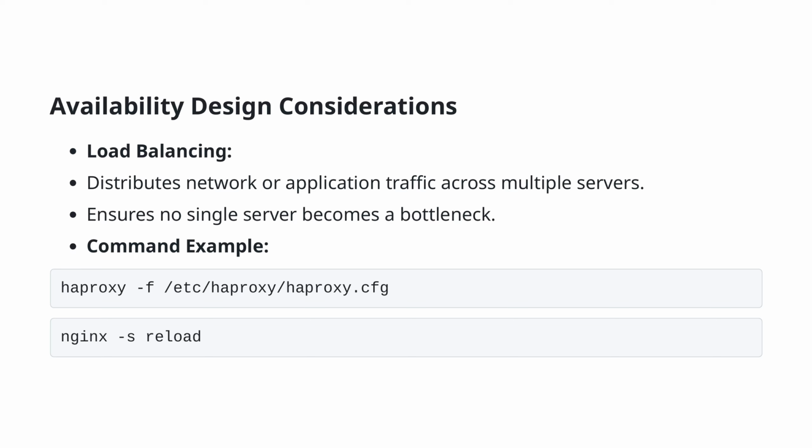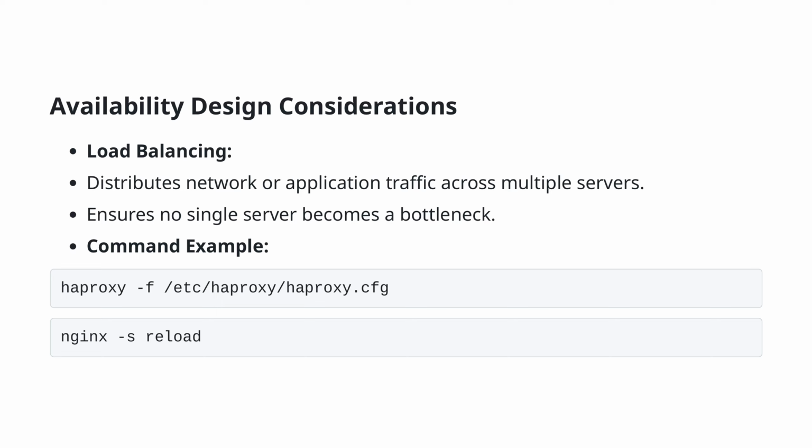On this slide, we'll focus on availability design considerations, which are crucial to ensuring our system remains operational and accessible under varying conditions. Load balancing is a fundamental technique used to achieve this. It distributes network or application traffic across multiple servers, ensuring that no single server becomes a bottleneck. By spreading the traffic, it helps prevent any one server from becoming overwhelmed, which enhances the overall availability of the system. For practical implementation, using load balancing tools is essential.